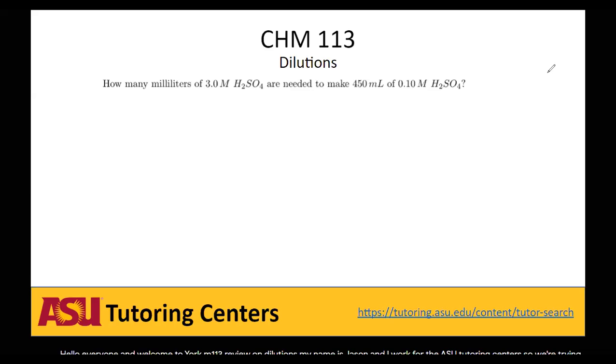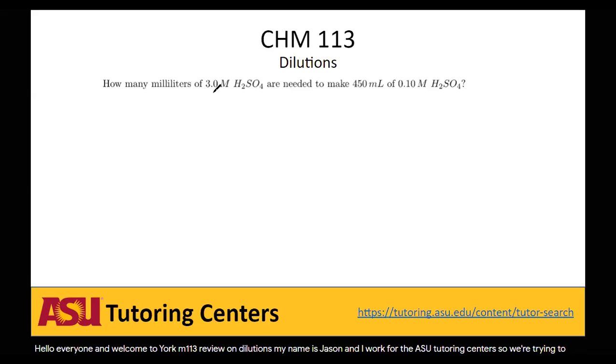So we're trying to essentially go from a 3.0 molar sulfuric acid solution to a 0.10 molar sulfuric acid solution. So we're trying to dilute it a lot. We're trying to reduce its concentration a lot. So what we're trying to ask is how many mL of this are needed to make this equivalent dilution.